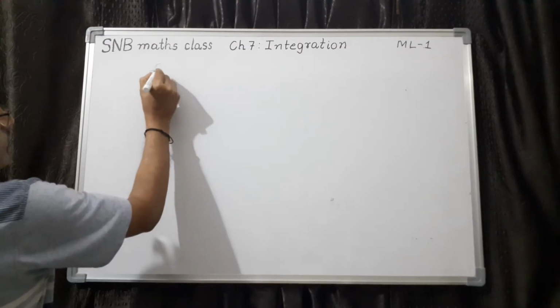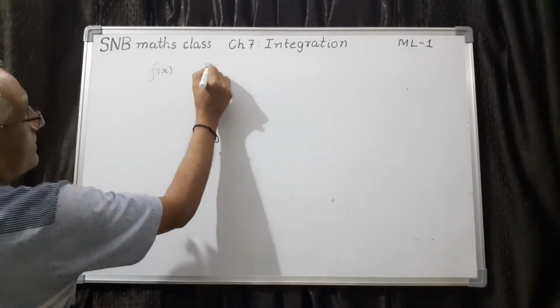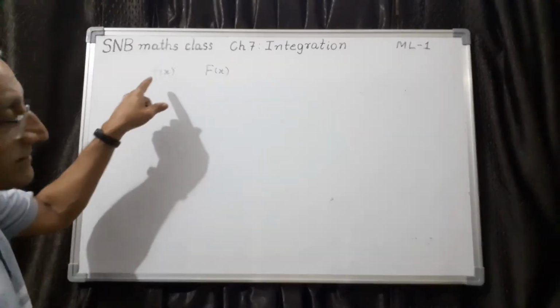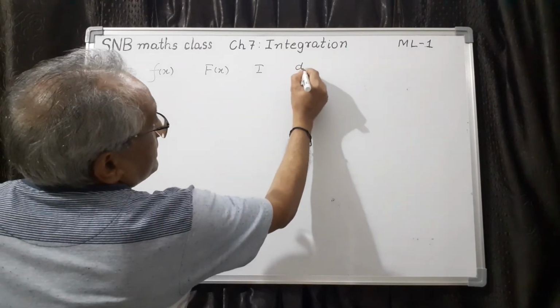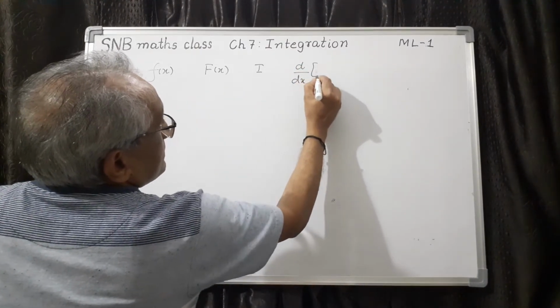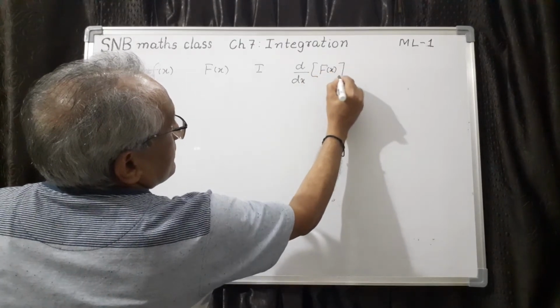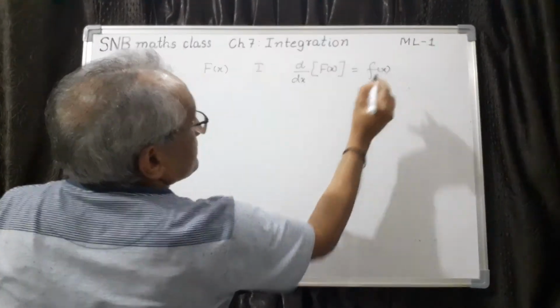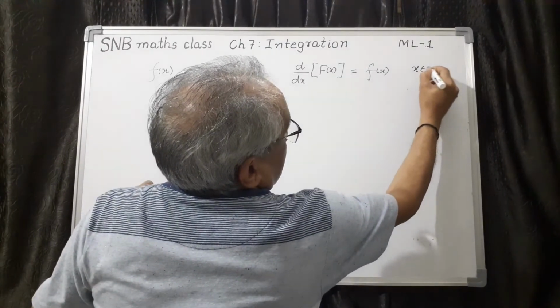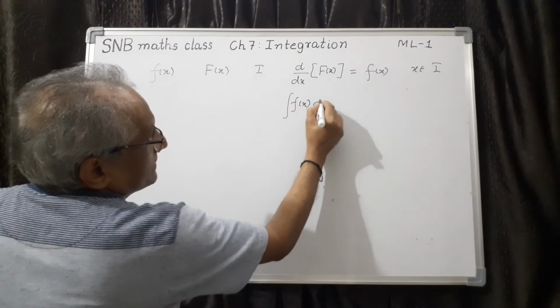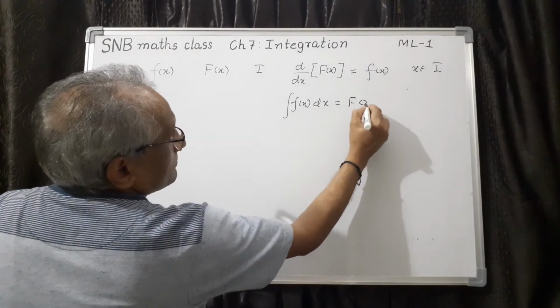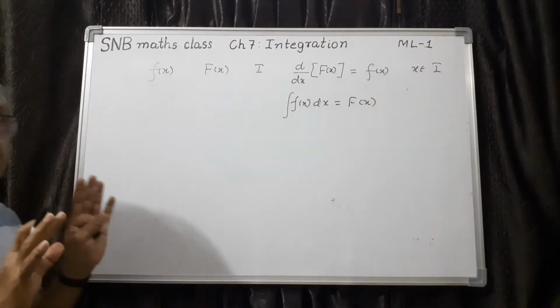So the definition is this. You consider a function f of x and another function capital F of x, such that it is a real function defined in an interval I. If d by dx of capital F of x is equal to small f of x for every x belonging to I, the domain of this function, then the definition says integration of f of x dx will be equal to F of x. So this is the meaning of integral.